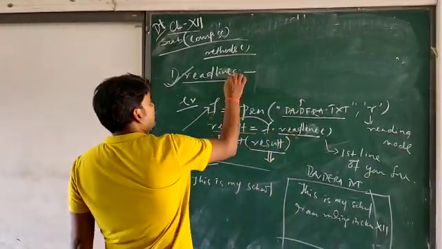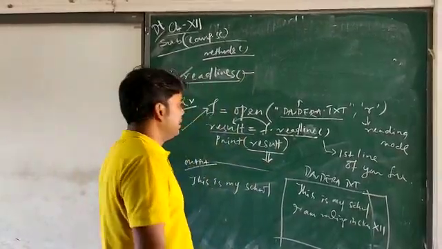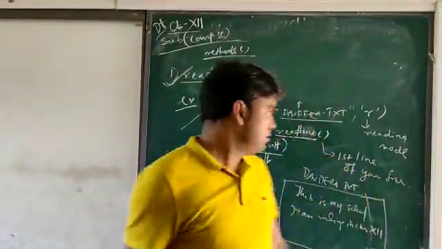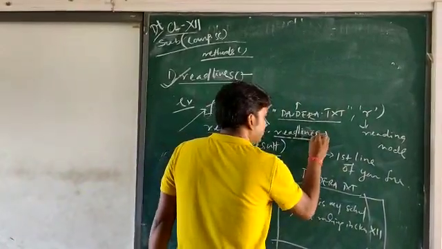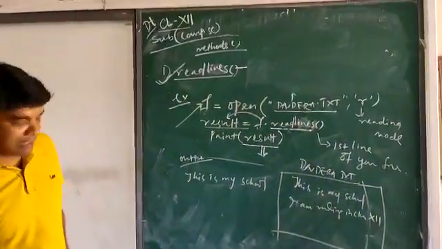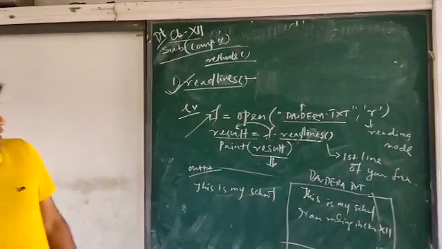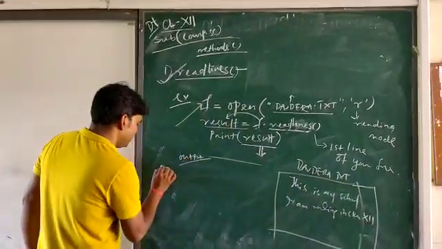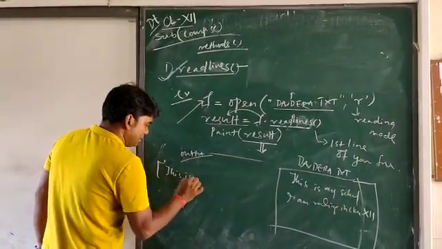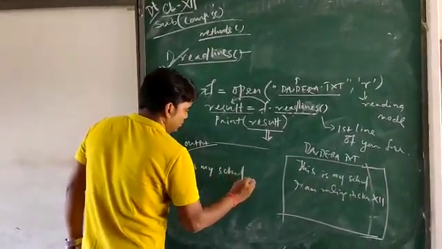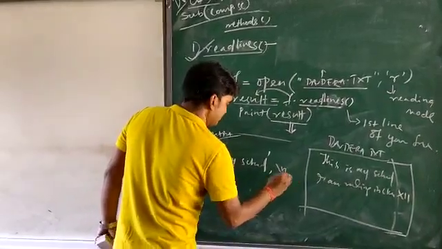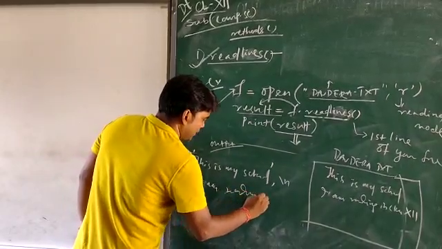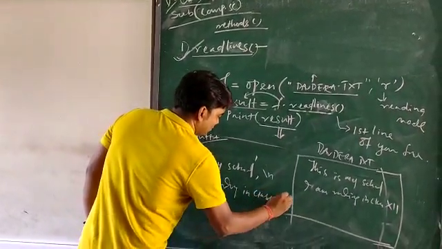Then we go to the last function here, that is readlines. Readlines will accept the contents and display them in a list format. How will it display? Instead of readline, I am going to write readlines. Suppose this is your contents. The output is in this form, in a list form. This is my school, then slash n. Then the new element starts again: I am reading in class 12.